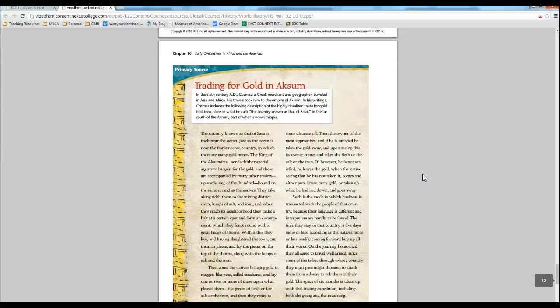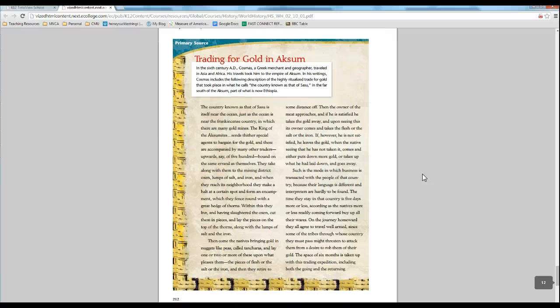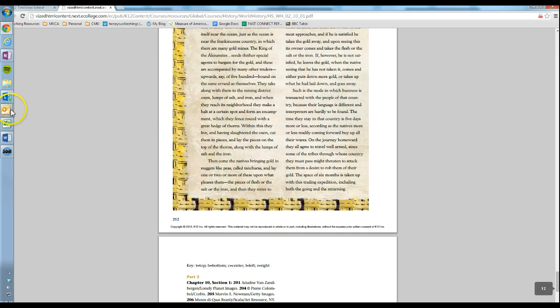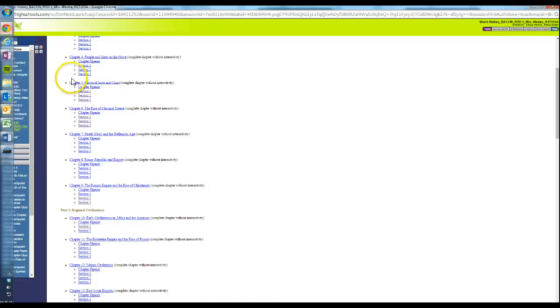You'll go on and read the trading for gold in Aksum, and this is an important part of your reading because not only is it teaching us about primary sources, and it is a very interesting read, but it goes on to help us complete our student guide. Now let's go ahead and return to our course, and we're going to go back through and finish the lesson.